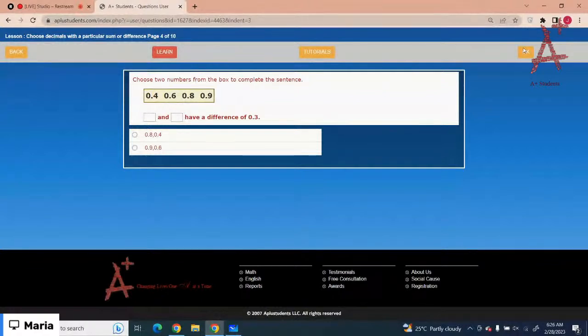Just check for the second option. 0.9 take away 0.6 is, which is the correct option? 0.9 take away 0.6 equals 0.3. So option number 2 is the correct option.